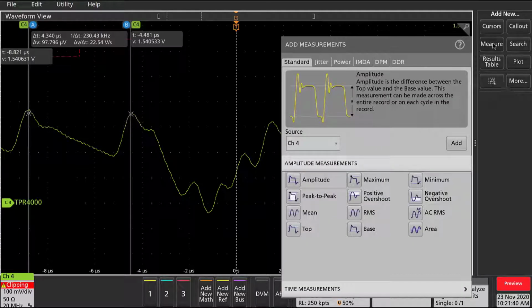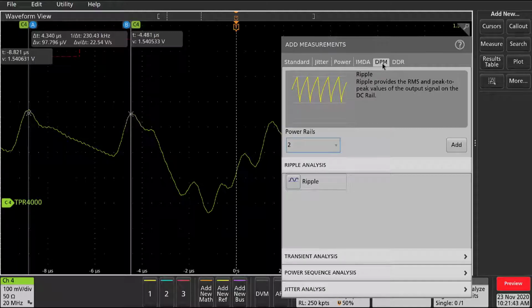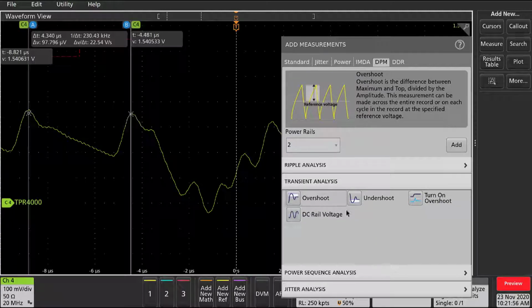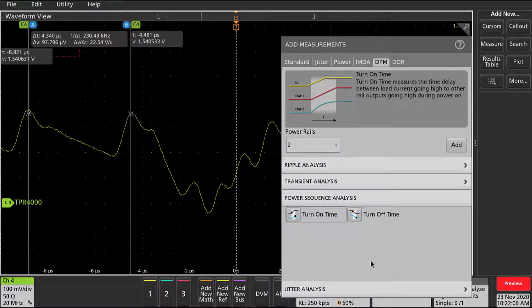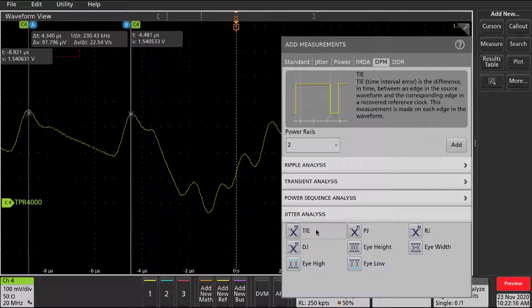So now I'll go into our measurement analysis menu. I'm going to access the DPM. This is for our digital power management software package. So you can see there's a number of different measurements included in this package, including ripple, like we're going to show here, some transient analysis to see, especially when you're turning on or turning off one of these power rails, what the overshoot and undershoot is. We have a power sequence analysis to be able to measure, in conjunction with all the power rails that you're using, what the total turn on and turn off time is, and then some jitter analysis to correlate what is the periodic nature or random nature of the jitter that you're seeing on some of these lines.